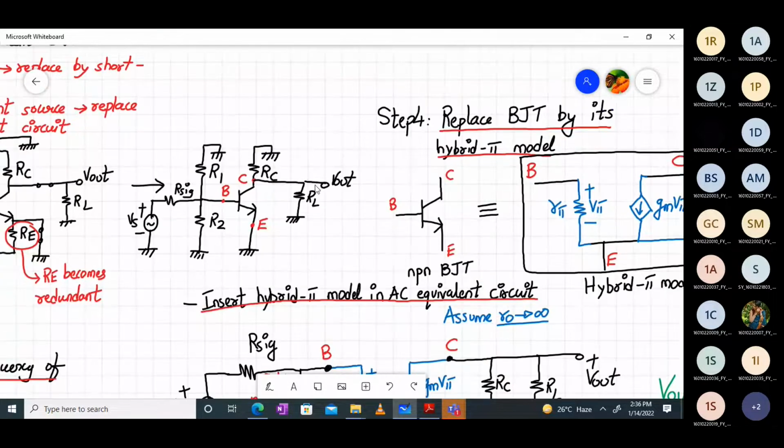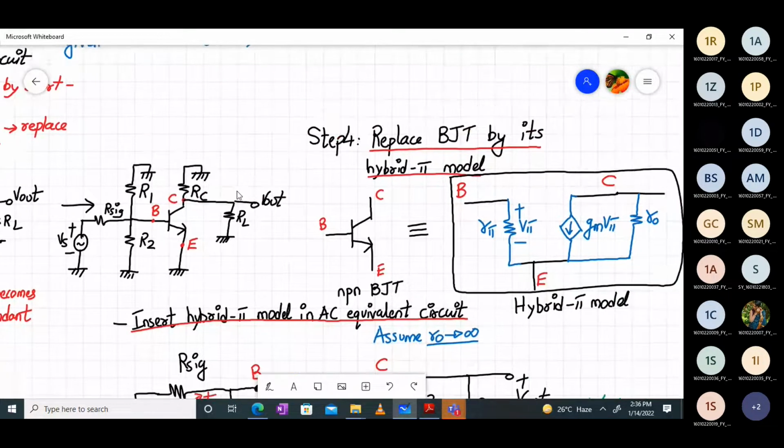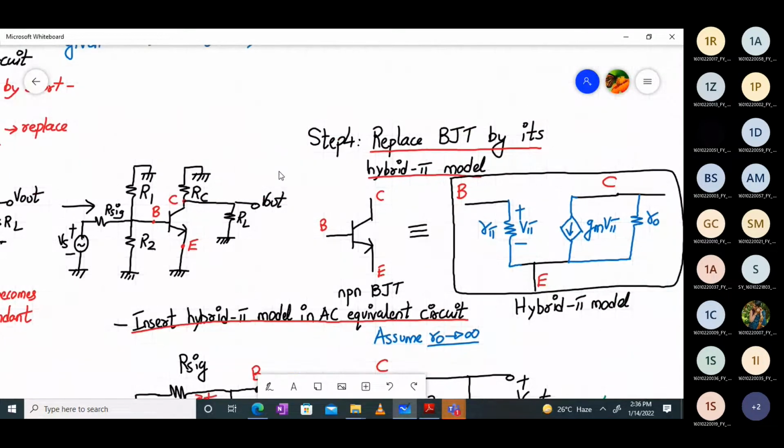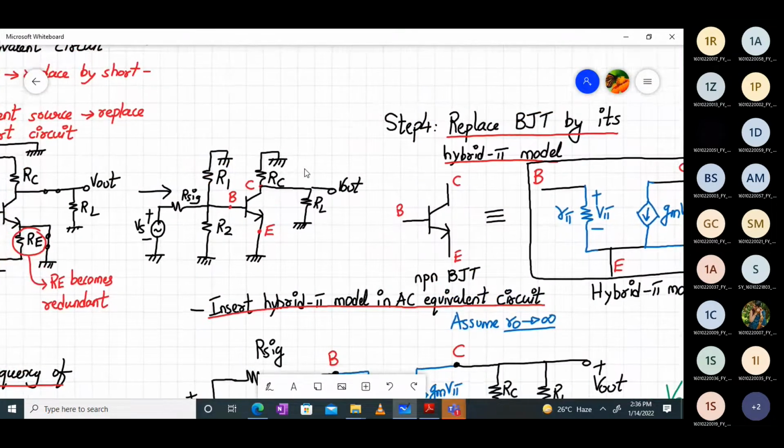Any doubt up till now? I am going slow because these are very fundamental concepts. Any query up till here? Any point not clear?